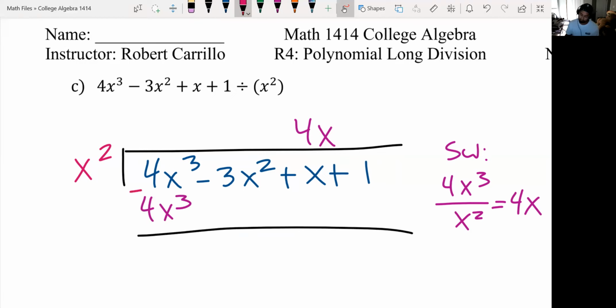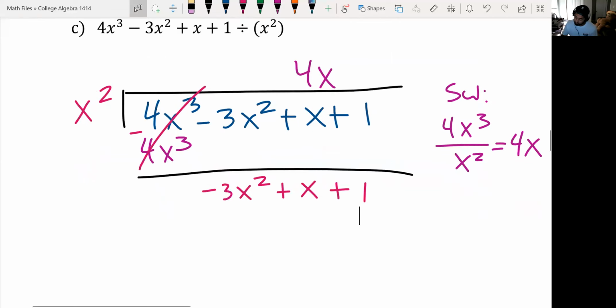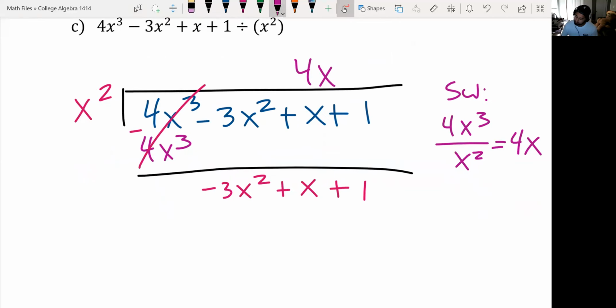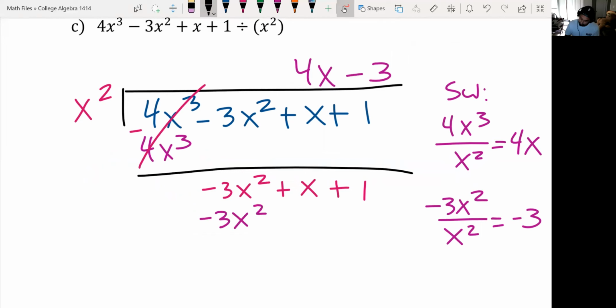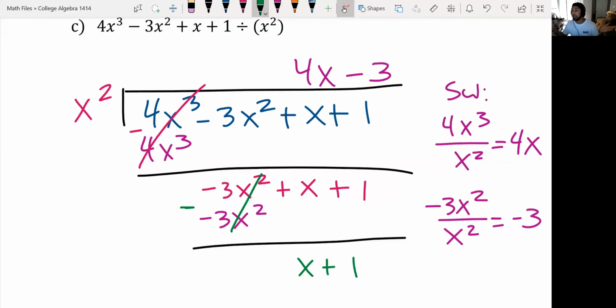We subtract. These are gone. Everything else comes down. Negative 3x squared plus x plus 1. Side work again. Negative 3x squared over x squared gives me negative 3. That'll go above. And negative 3 times x squared is negative 3x squared. Subtract. These cancel. Everything else comes down. X plus 1. Look at that. We are done.